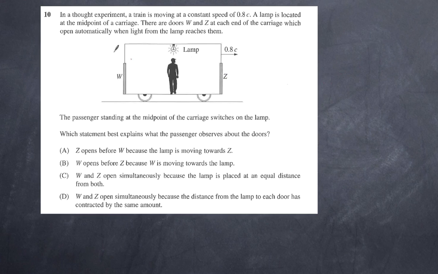Question number 10. In a thought experiment, a train is moving at constant speed of 0.8 c, and a lamp is at the midpoint here, and there's a door on either side, and light will move in either direction. Since the distances here are the same, they should arrive at the same time. Therefore, W and Z should open up at the same time. This is irrespective of the fact that the train is moving at 0.8 c. Since that's the case, then the only answer available to us is C.